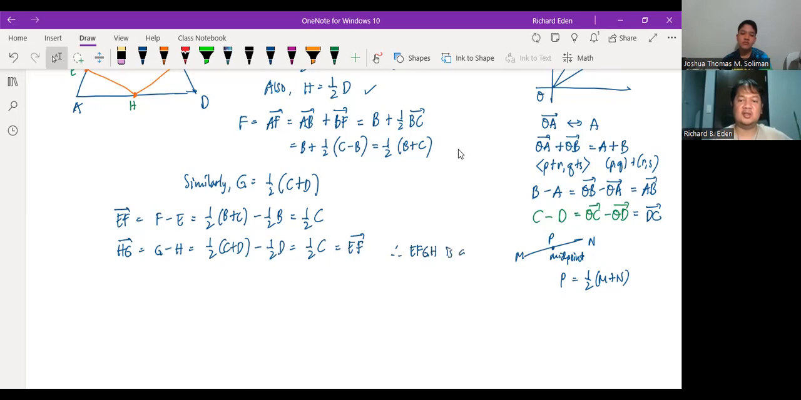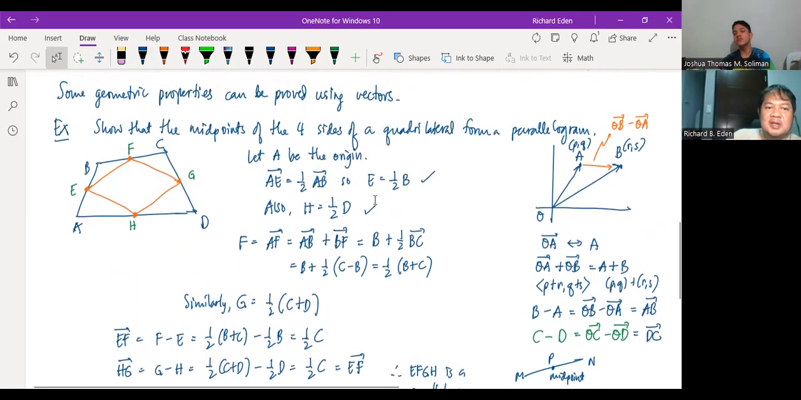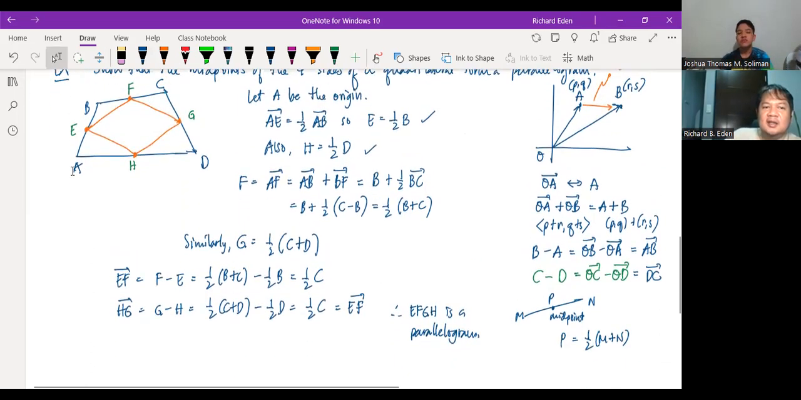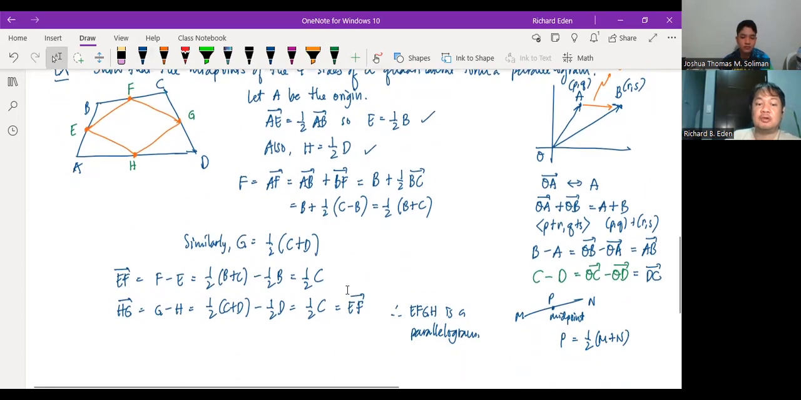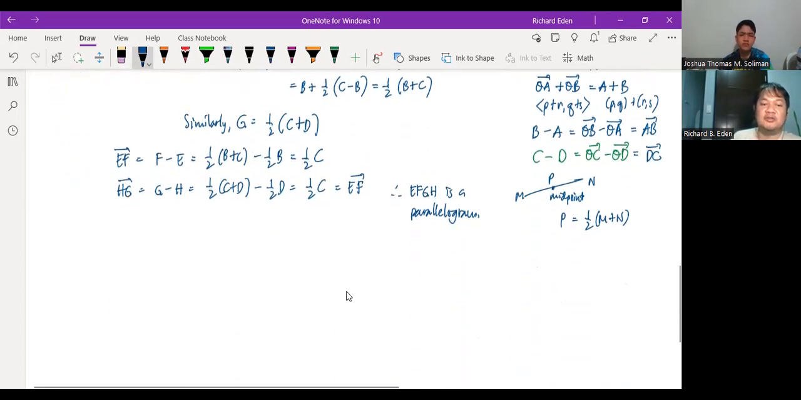EFGH is a parallelogram. Okay. In fact, the arguments here apply even if A, B, C, D do not form a convex quadrilateral. Let's say you just have 4 points.